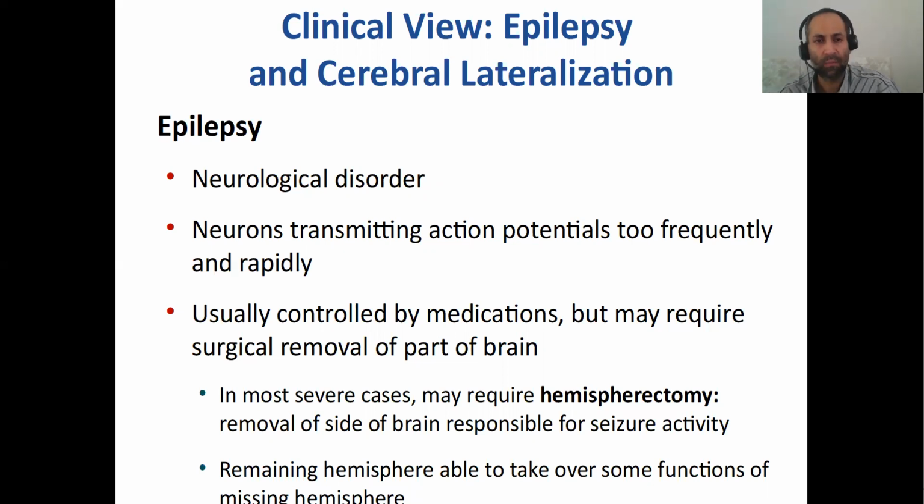All right, next we are looking at a neurological disorder called epilepsy. And epilepsy is seizures and fits, okay? And epilepsy comes in many different forms, like what is called grand mal epilepsy, right?